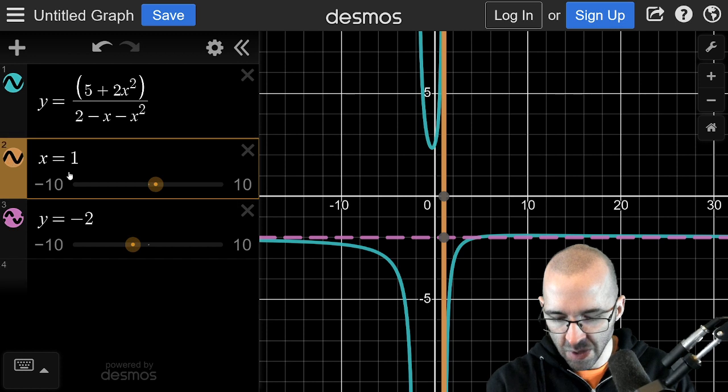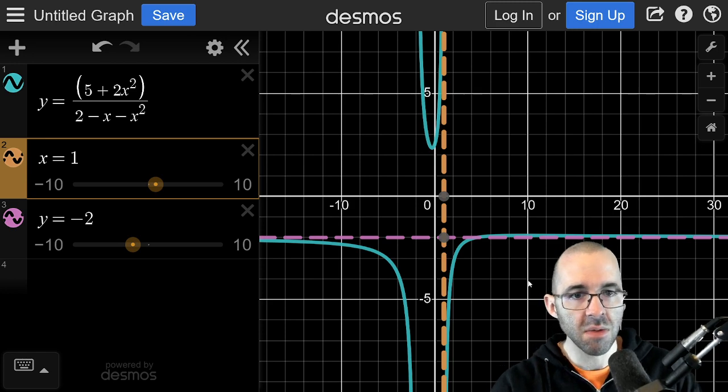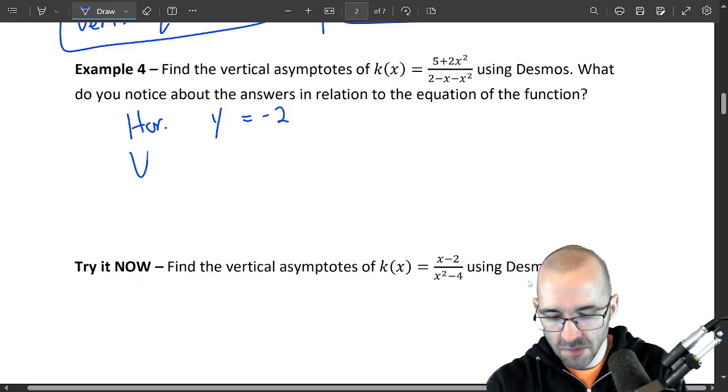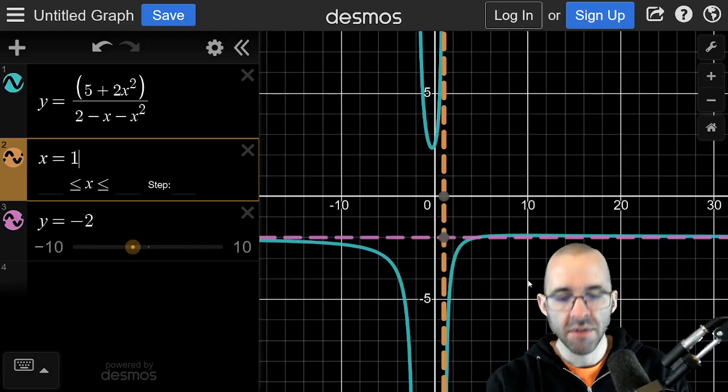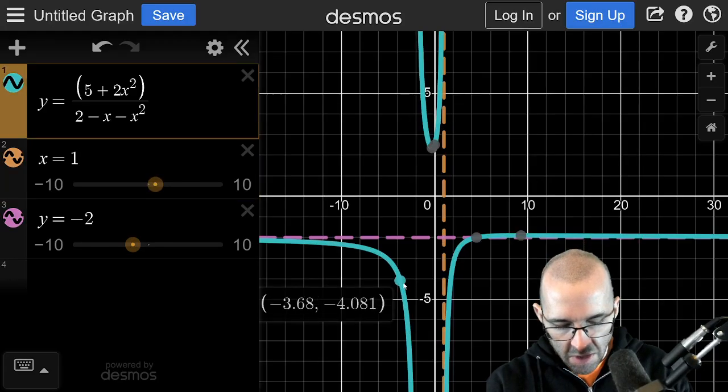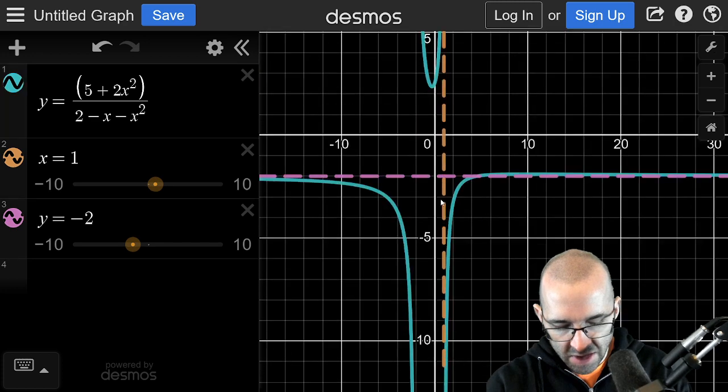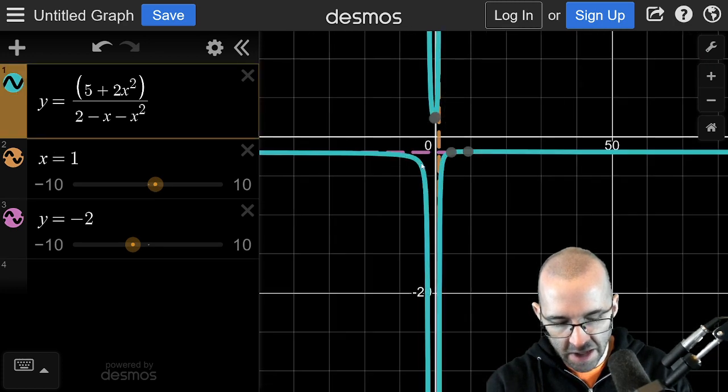See how that looks with our picture. There you go. Looks pretty good. That looks like a vertical asymptote, x equals 1. But in this case, there's more. As we go this direction, let's zoom out so we can see this a little better.